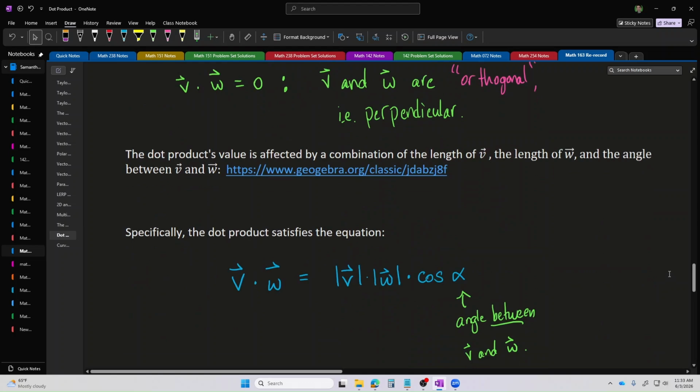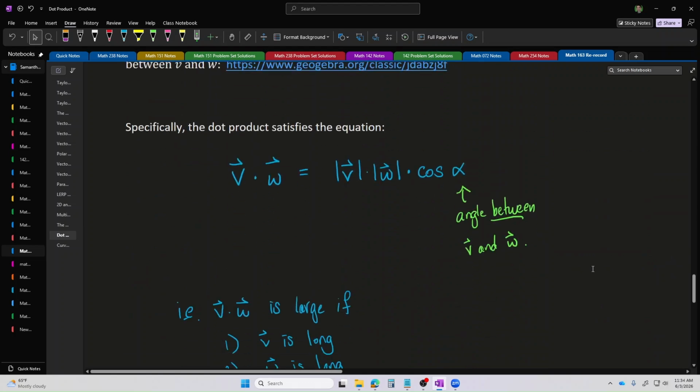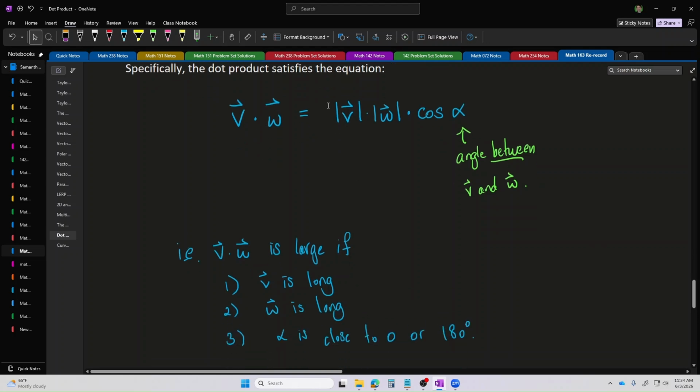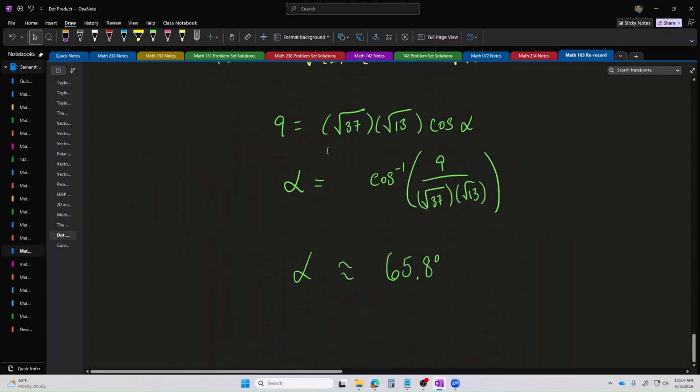The size of the dot product is affected by several factors. The size of the dot product is affected by the length of the first vector, the length of the second vector, and cosine of the angle between the two vectors. And you can use this formula to actually calculate the angle between two vectors by solving this equation for alpha using inverse cosine.